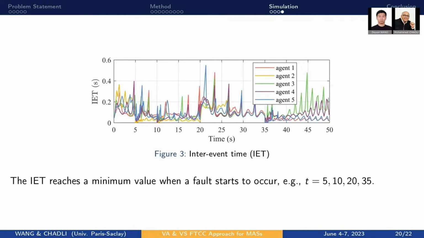And then in this figure, we can see the inter-event time of each agent. It is quite evident that the inter-event time, IET, decreases each time a fault occurs, such as at t equals 5, 10, 20, and 35 seconds. This is because the fault will bring more imprecise information when it is not fully tolerated. Therefore, the agent needs more communication to update and share the state.